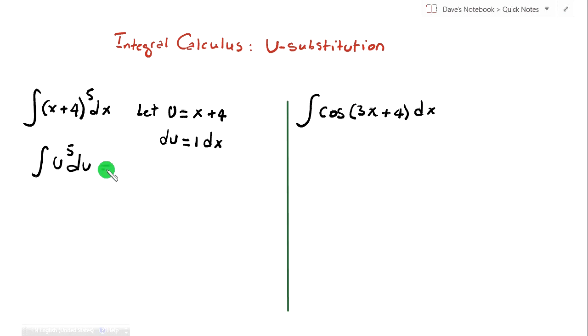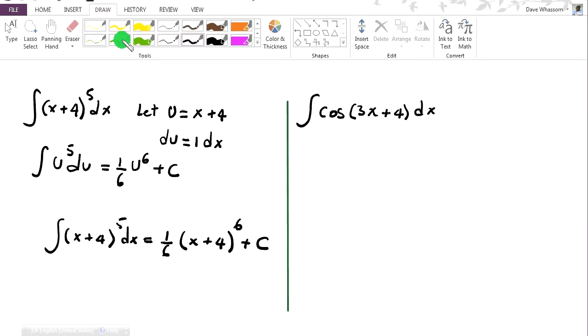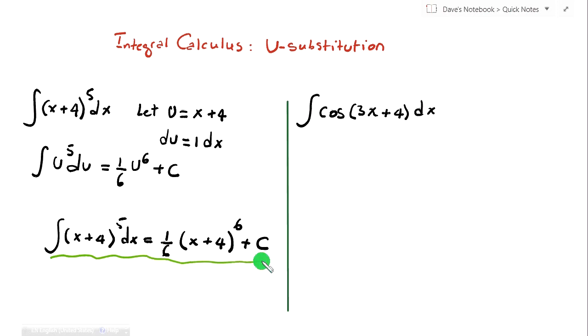So we're going to integrate u to the power of 5. We add 1 to the power, so the new power will be 6, and then 1 divides the new power, 1/6, plus the constant of integration. Now, like I told you before, we can plug back the u value in our final result. So finally, the integral of x plus 4 to the power of 5 dx equals 1/6 times x plus 4 to the power of 6 plus the constant of integration, and that's our first result.